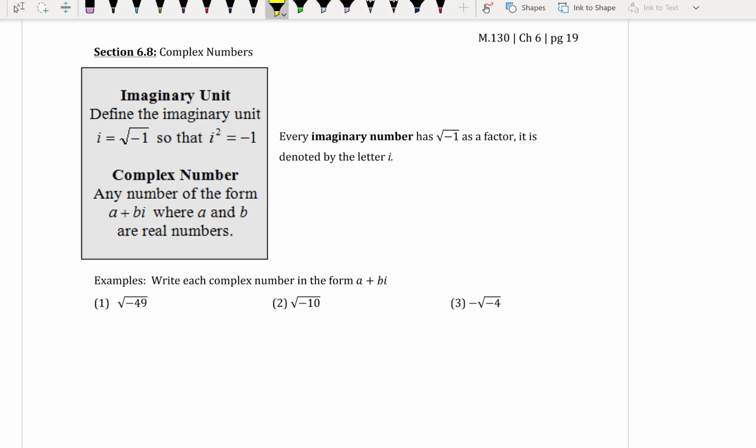So we know two things. We know that the imaginary number is denoted as i, and i is represented as the square root of -1. The other thing that we know is that when we square that square root of -1, we get -1, okay? So every imaginary number has the square root of -1 as a factor. When I have a complex number, it is written as the real number a plus bi.